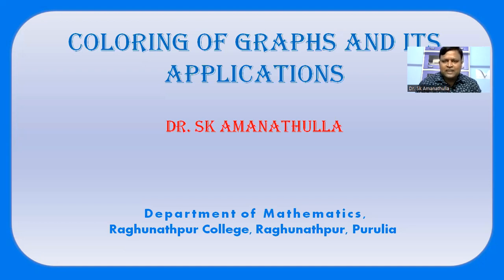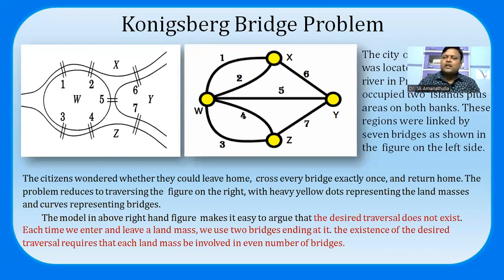What is a graph? And what is the origin of the graph? The origin of graph is the Königsberg bridge problem. What is the problem? Here the problem was there are 4 land areas X, Y, Z, and W, and there are 7 bridges, 1, 2, up to 7. Is it possible to move starting from any one of the land areas and come back to that land area by using every bridge exactly once without swimming or crossing the river?